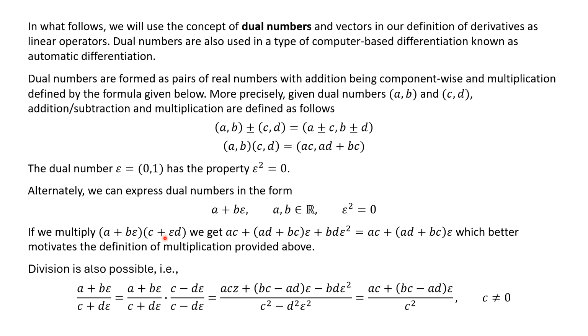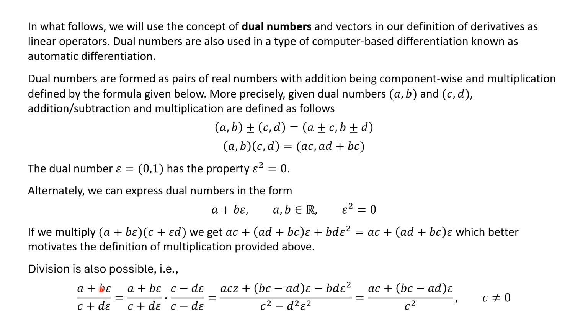So (a, b) times (c, d): you get ac here, and then you get ad times epsilon and bc times epsilon, this middle term. Then you get bd epsilon squared. But epsilon squared is 0, so this drops out, and what you're left with is this. Notice it's ac for the first term, and then ad plus bc for the second term. You can also do division.